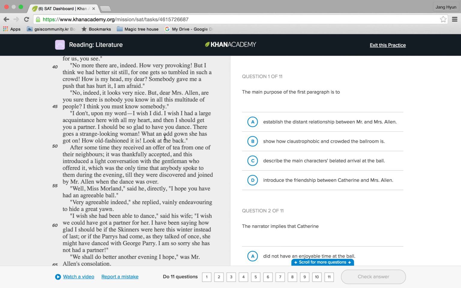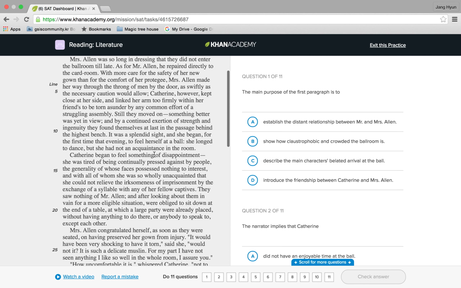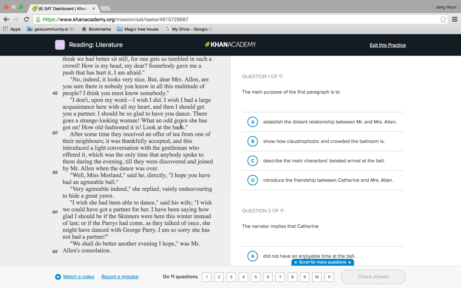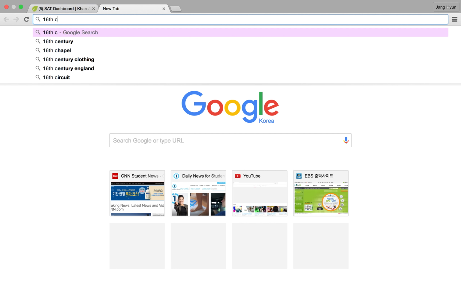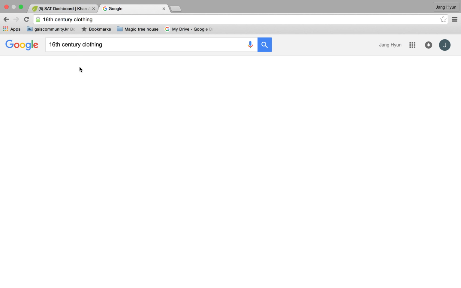I mean, this is the beginning of the 19th century, and if what they're calling an odd gown is old-fashioned, it should be like 17th, 16th century. Wow. Let me see. 16th century clothing. There we go.